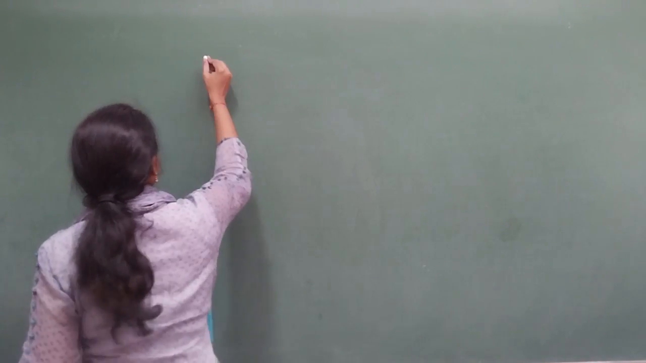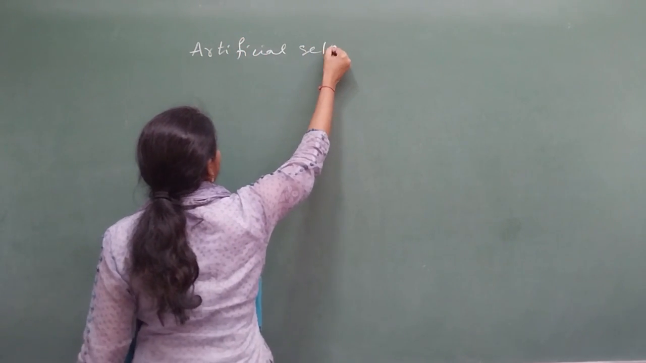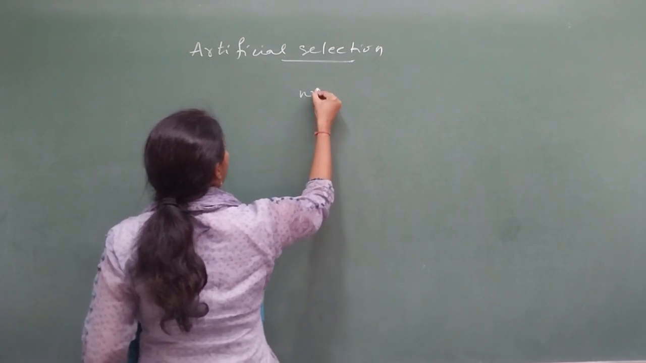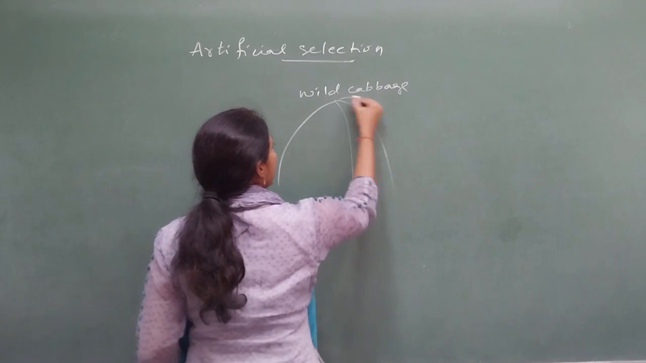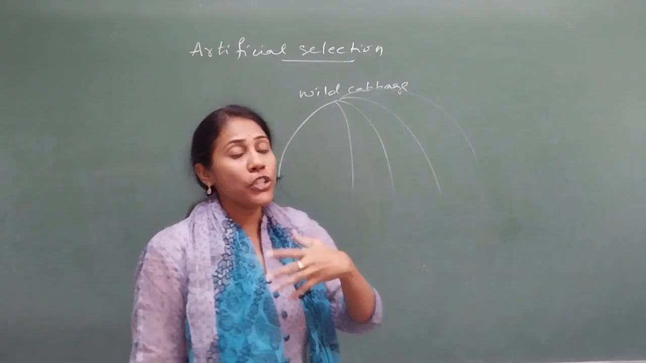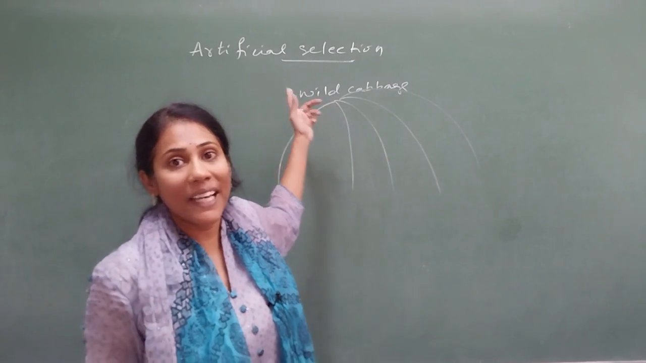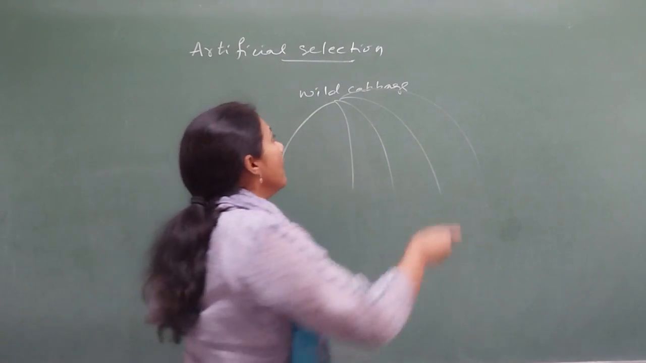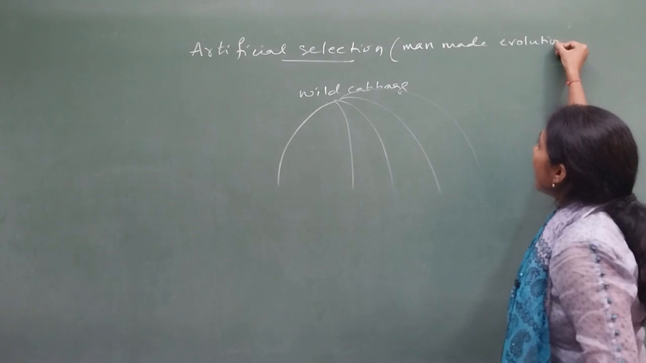And next, see here, artificial selection. This is also important. This is the last concept of the chapter, where we have wild cabbage. What is artificial selection? Creation of new species by changing the DNA artificially. So man-made evolution is called artificial selection. You can mention this word also. Man-made evolution is called artificial selection.